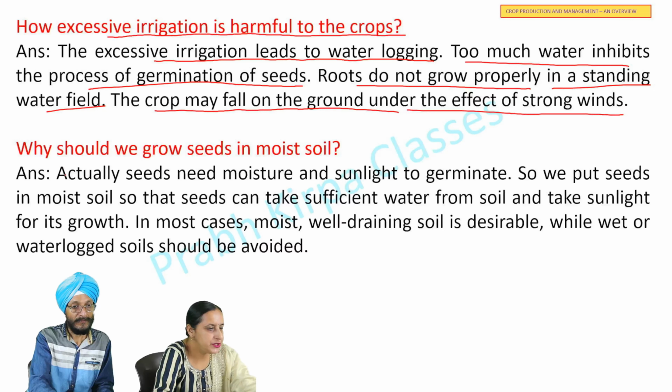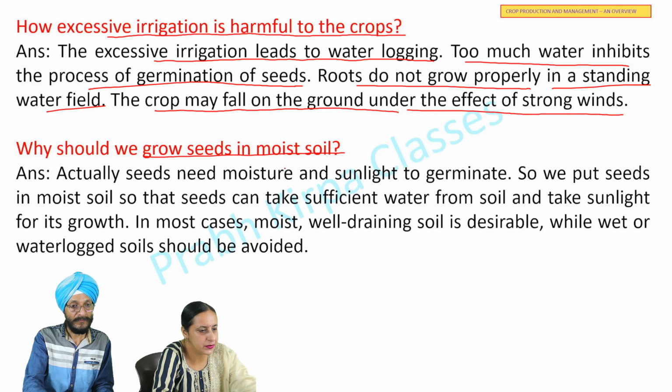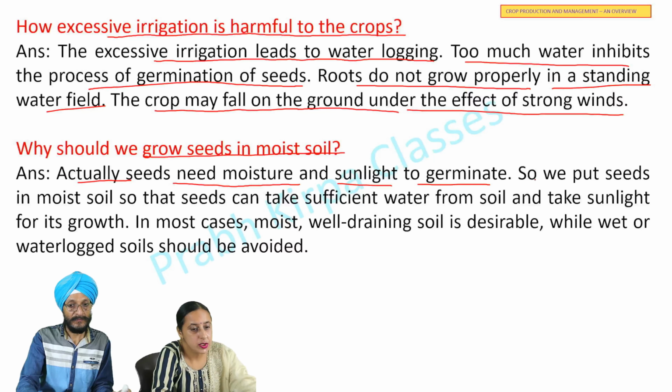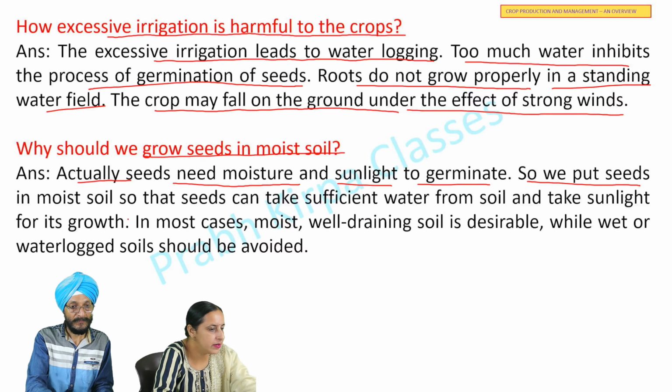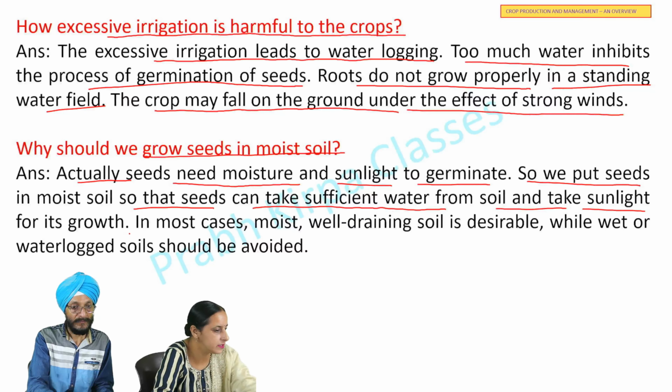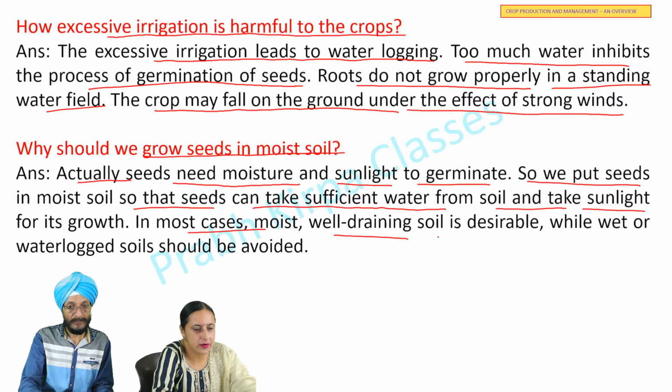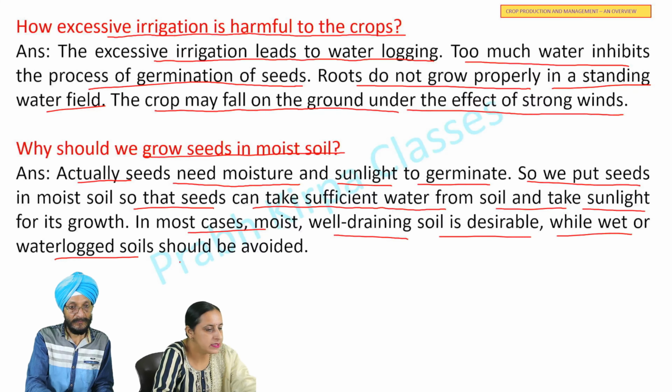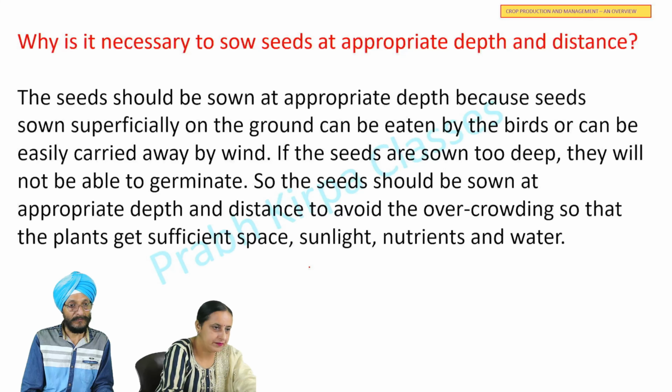Next, why should we grow seeds in moist soil? Answer. Actually, seeds need moisture and sunlight to germinate. So we put seeds in moist soil so that seeds can take sufficient water from the soil and take sunlight for their growth. In most cases, moist, well-draining soil is desirable, while wet or waterlogged soil should be avoided.